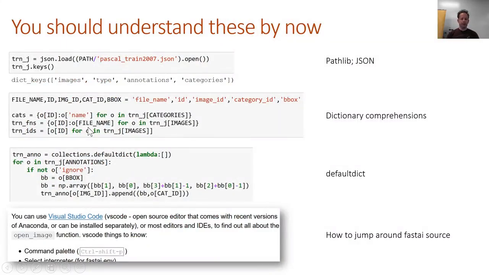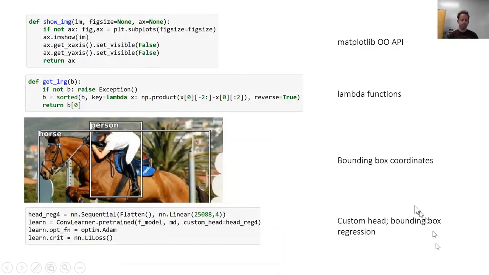You should go back and make sure that you understand all of these concepts from last week before you move on. If you don't, go back and go through the notebooks carefully. I won't read them all to you because you can see them in the video easily enough. But perhaps this is the most important, knowing how to jump around source code in whatever editor you prefer to use. Matplotlib, lambda functions. Lambda functions also particularly important. They come up everywhere. And this idea of a custom head is also going to come up in pretty much every lesson.